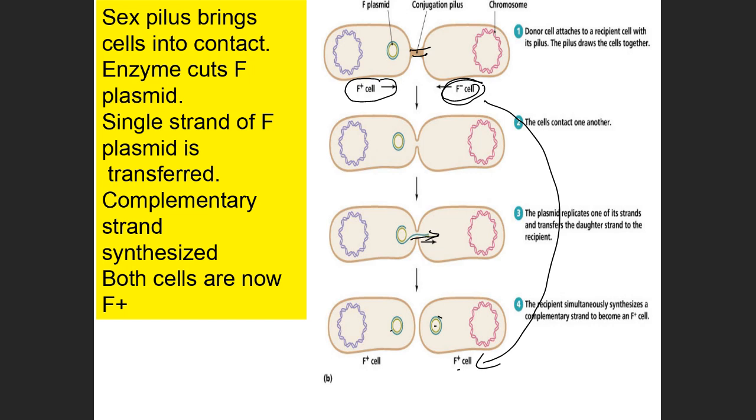Good question. Do the bacteria have to be the same genus and species? No, they don't. And that is the amazing thing, that you can have two bacteria from completely different genus and species, and conjugation can happen between them. So you can see how genes from very different bacteria can be transferred.